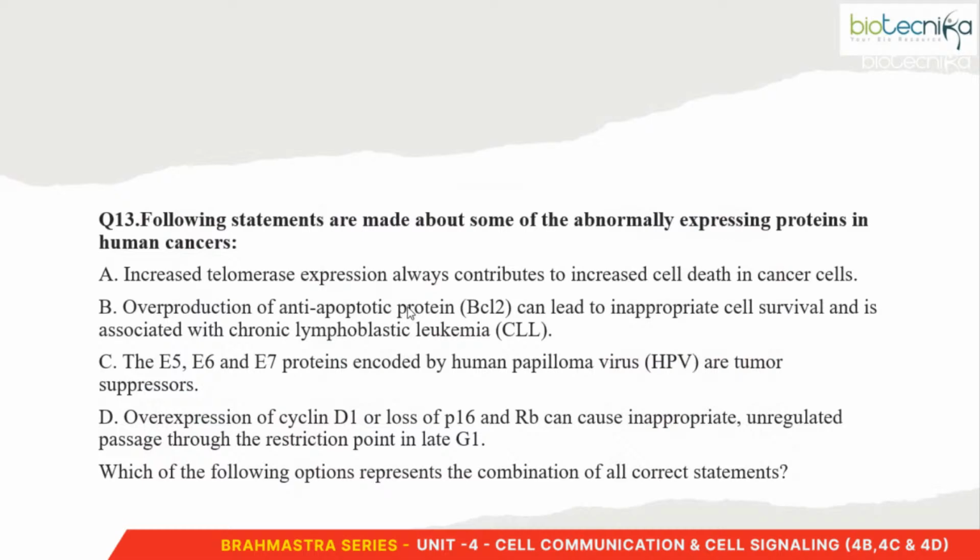And the last question over here is: the following statements are made about some of the abnormally expressed proteins in human cancer. Increased telomerase expression always contributes to increased cell death in cancer cells. Overproduction of BCL2 leads to inappropriate cell survival, leading to CLL. E5, E6, E7 encoded by HPV are tumor suppressors. Overexpression of cyclin D1 or loss of P16 and RB can cause inappropriate and unregulated passage through the restriction point in late G1. So what is the combination of statements that are correct?